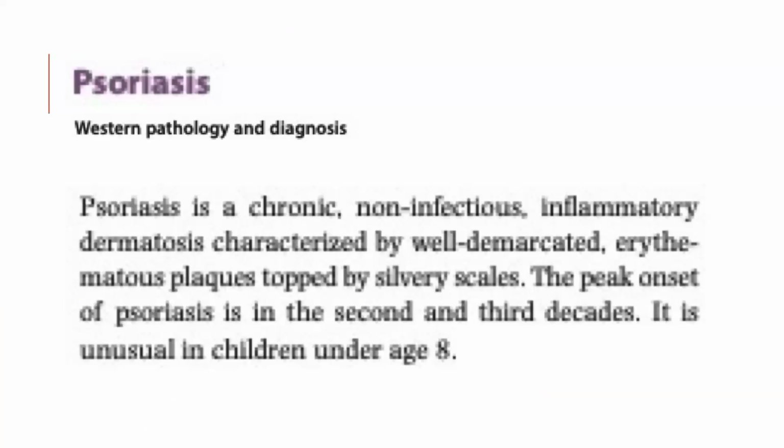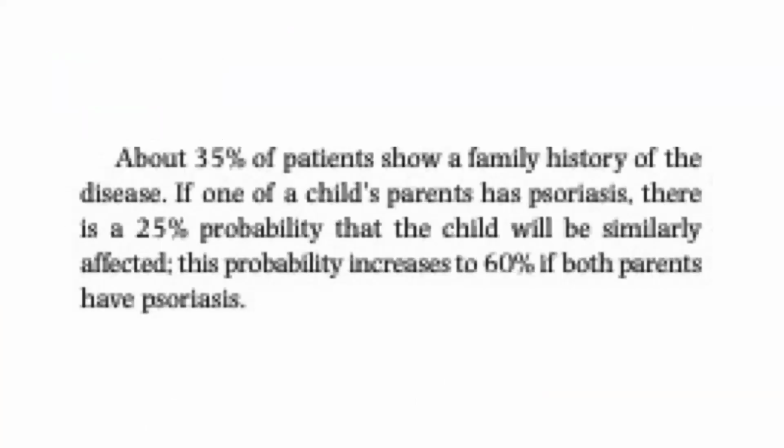The peak onset of psoriasis is in the second and third decades. It is unusual in children under 8. About 35% of patients show a family history of the disease. If one of a child's parents has psoriasis, there is a 25% probability that the child will be similarly affected. This probability increases to 60% if both parents have psoriasis.